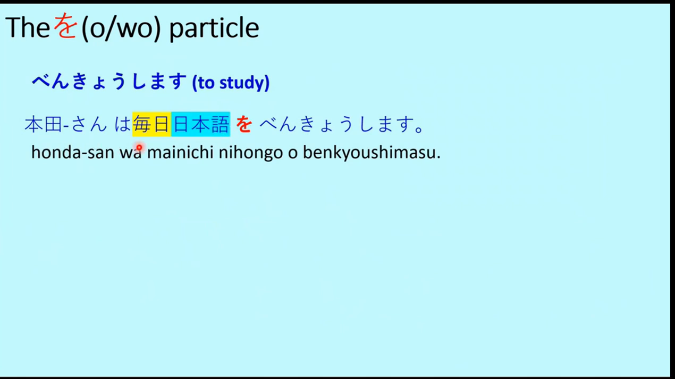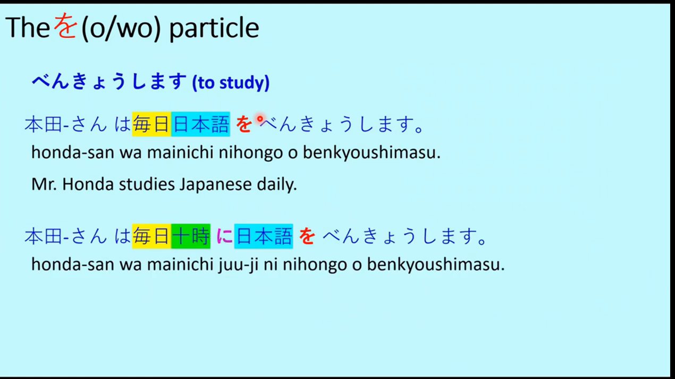So, Honda-san wa mainichi nihongo o benkyoushimasu. Nihongo is the object here and benkyoushimasu is the verb. So they are connected using this o particle. Honda-san wa mainichi nihongo o benkyoushimasu. Mr. Honda studies Japanese daily. It's very simple to understand. Now let's make it a little more complicated.